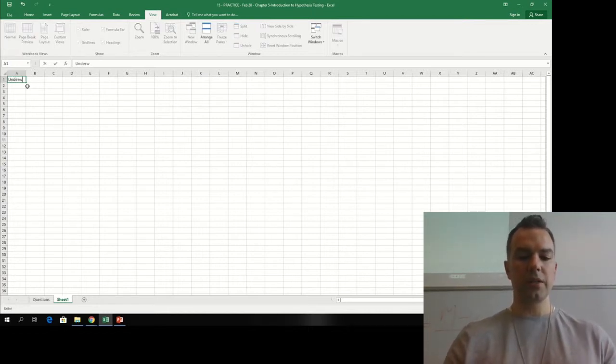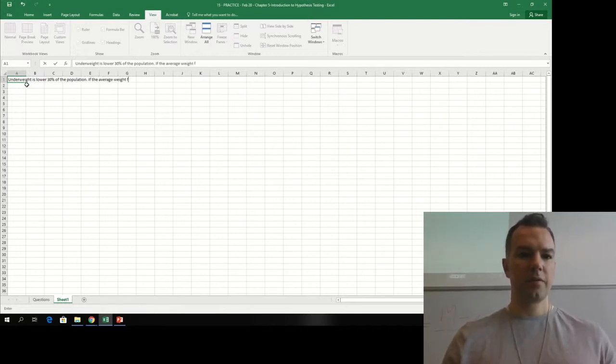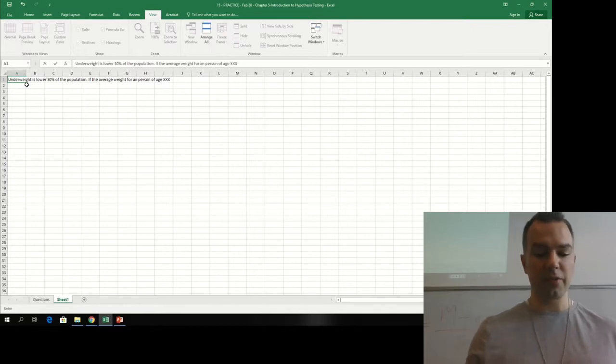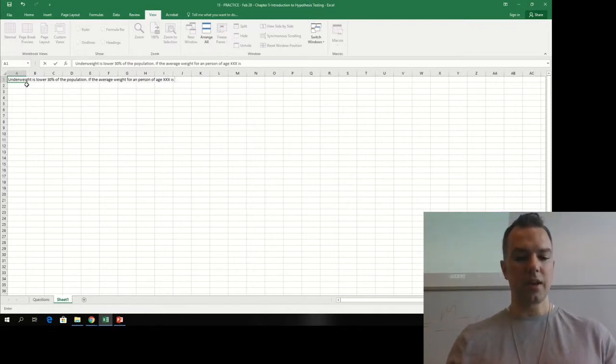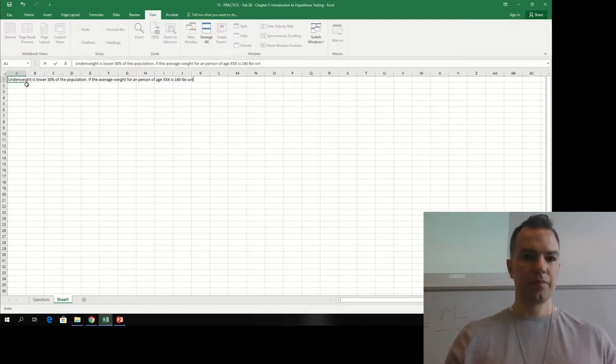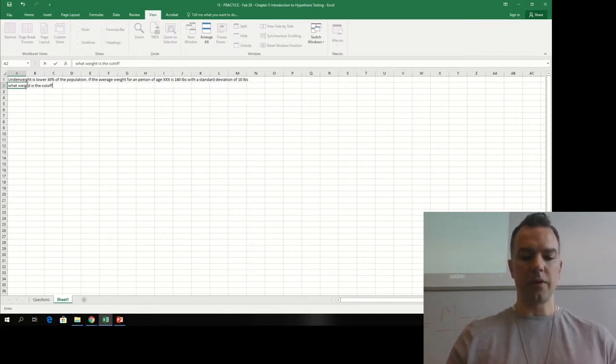We'll do this. Underweight is the lower 30% of the population. If the average weight for a person of age, we'll leave this ambiguous because I don't know average weights, is 140 pounds with a standard deviation of, let's go, 10 pounds. What weight is the cutoff for underweight?